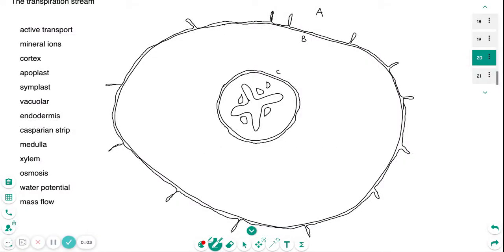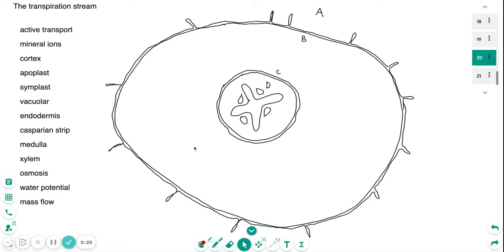Right, there's quite a bit to get through on this tutorial. In the last video we talked about the movement of water to the plant, but the focus really was just the roots. So this time we're going to do a quick recap of how water's moving through the roots.